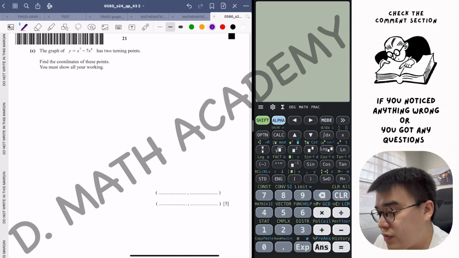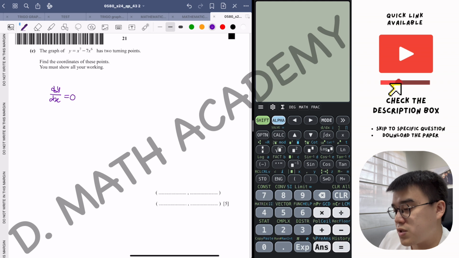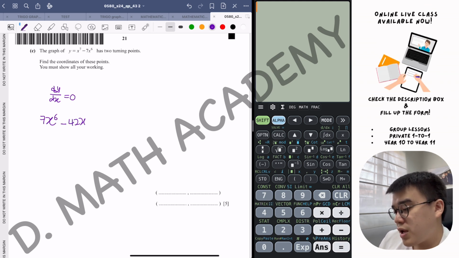Question C, we have a turning point here where we have dy/dx equals 0. So 7x^6 minus 42x^5 equals 0.